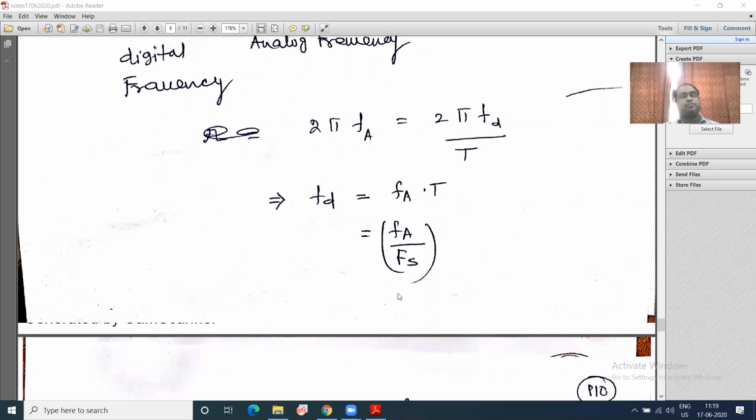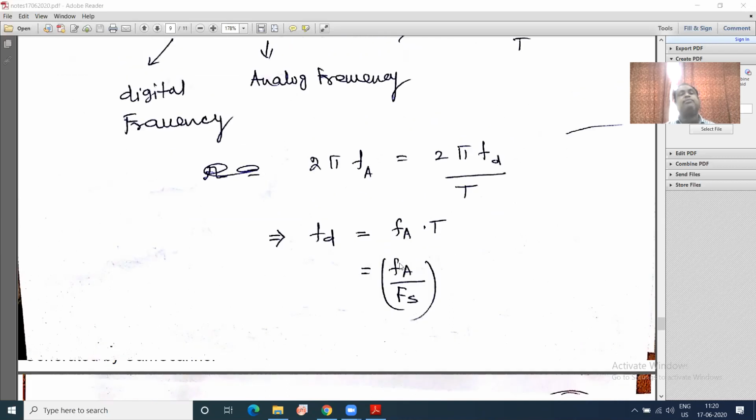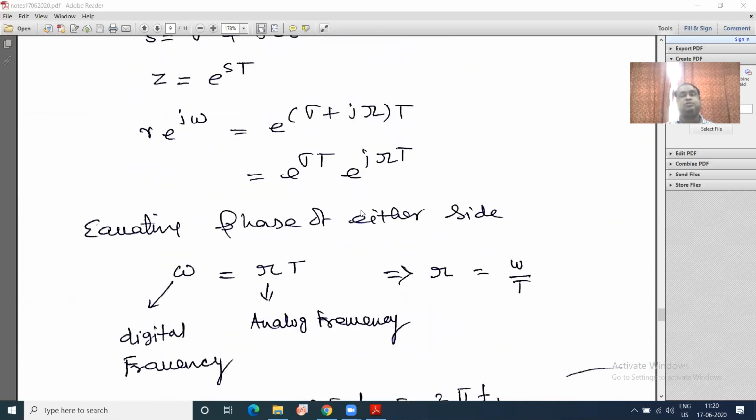As I said earlier, the digital frequency specification needs to be converted into analog frequency specification. That can be done using this relationship. Once I get the analog frequency, I can design the analog filter. Of course, we have to know the techniques to design an analog filter. Once I design the analog filter transfer function, then Z equal to e power ST.